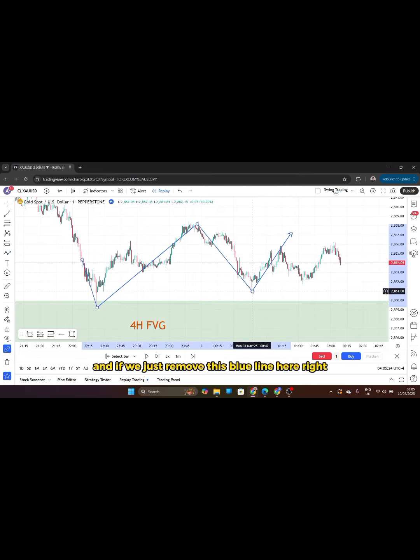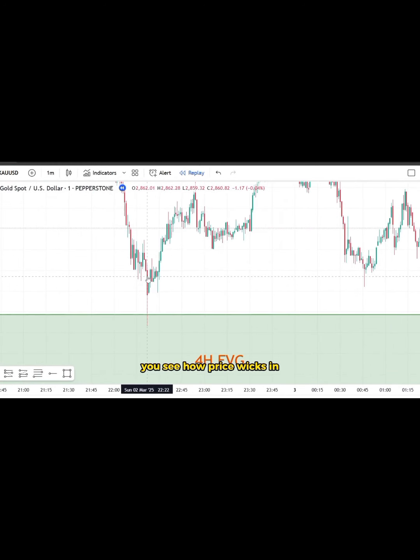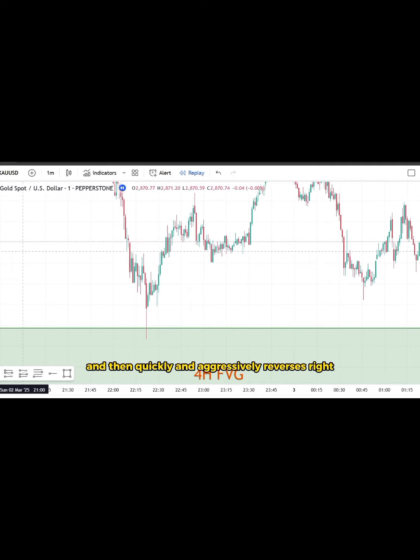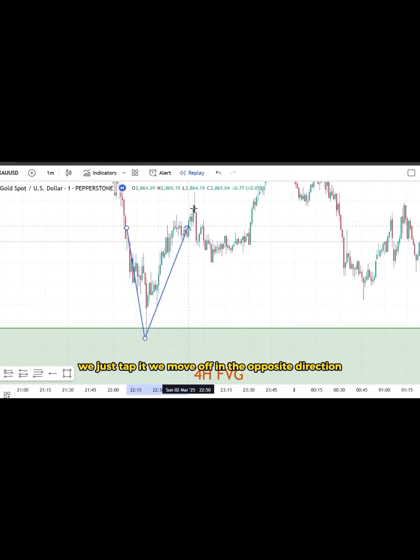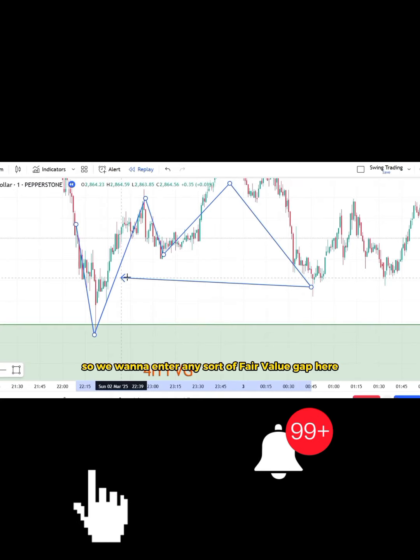And if we just remove this blue line here, just look at this, right? Look at the respect. This is exactly what I mean when I say respect. Do you see how price wicks into this 4-hour fair value gap and then quickly and aggressively reverses, right? We come all the way down. We just wick into this fair value gap. We just tap it. We move off in the opposite direction, little retracement, and then we continue off, right? So we want to enter on any sort of fair value gap here.